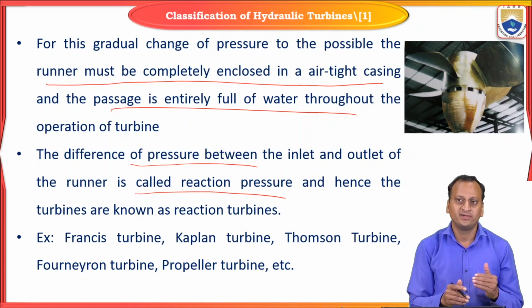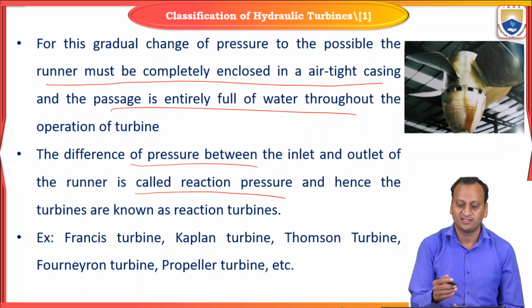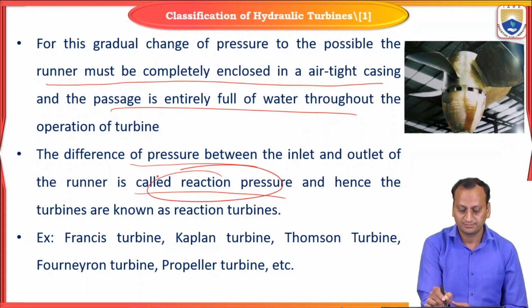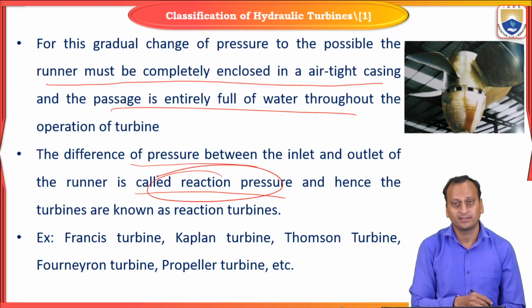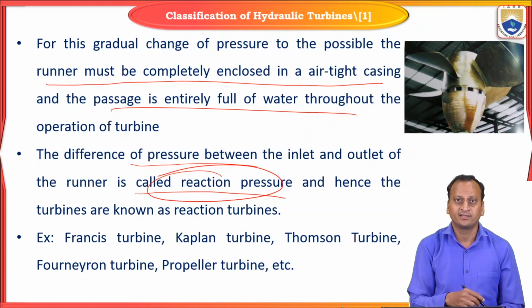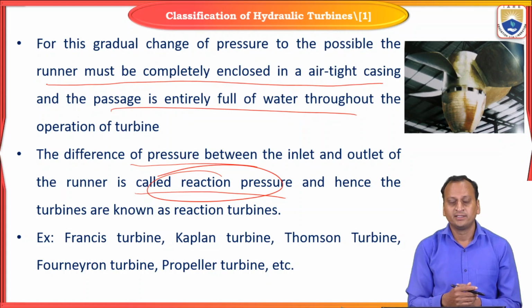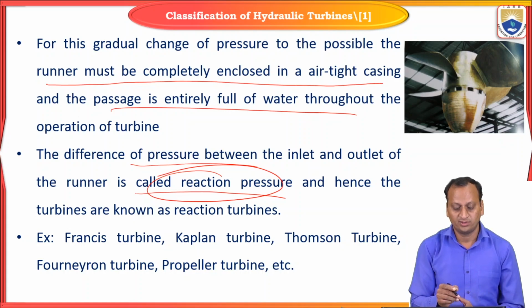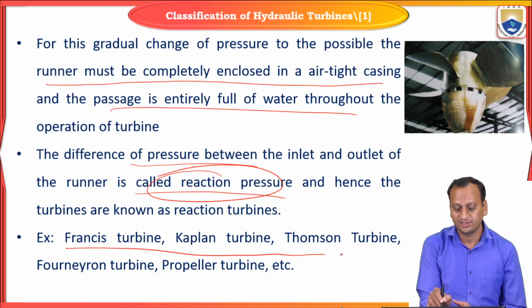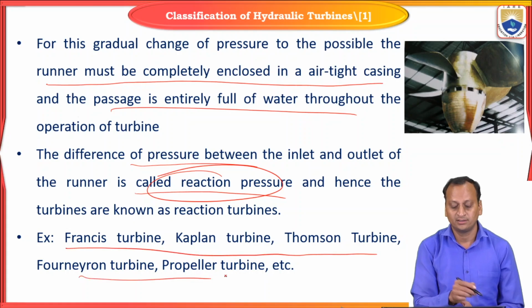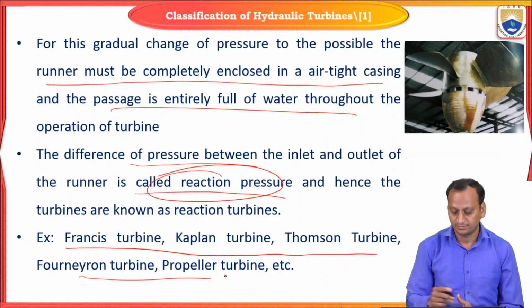The difference between the exit of the turbine and the inlet to the turbine, the difference between these two pressures, is known as the reaction pressure. The turbine which utilizes this principle we can call a reaction turbine. The examples are Francis, Kaplan, Thomson, Fourneyron, propeller turbine, and so on.